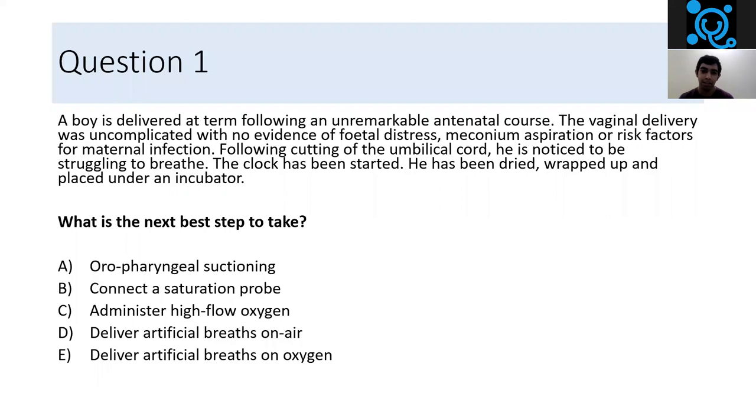Okay, so we've got quite a mix of responses. I think we've got roughly an even spread between options A, B, and D, and then fewer people answering C and E, but a similar proportion as well. So I think we need to go over this. The correct answer is D, okay? It's deliver artificial breaths on air. I'll go over some of this again in a few slides' time. We're going to go through the first three questions together and then go over some theory.